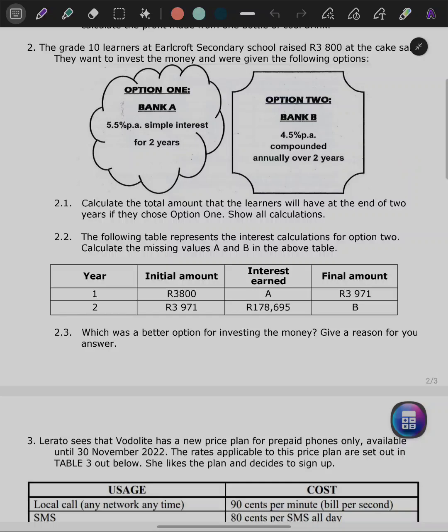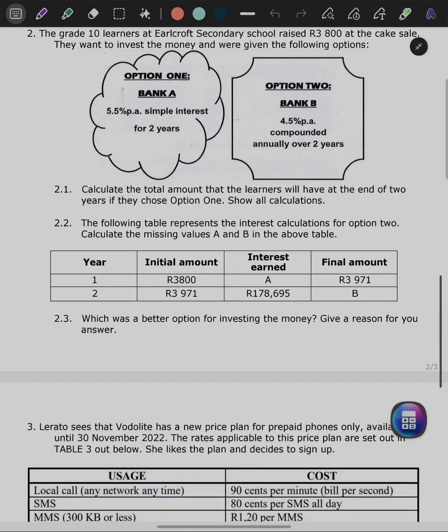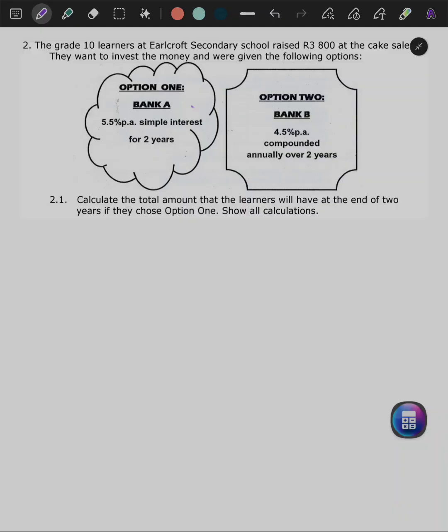So 2.1 says calculate the total amount they will have at the end of 2 years if they're doing option 1. So option 1 is simple interest. Let me get this onto a new page with some space to do the working out. Okay, so simple interest, remember, we need to understand that the amount of interest you earn every year is going to be the same. So if we can find the interest for 1 year, we can then find out for 2 years or 5 years or 25 years if that's asked.